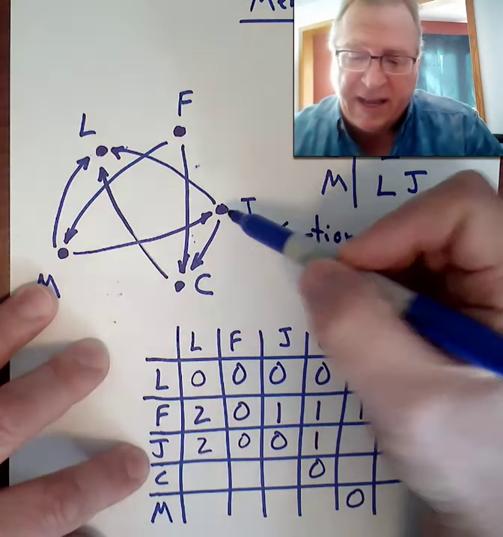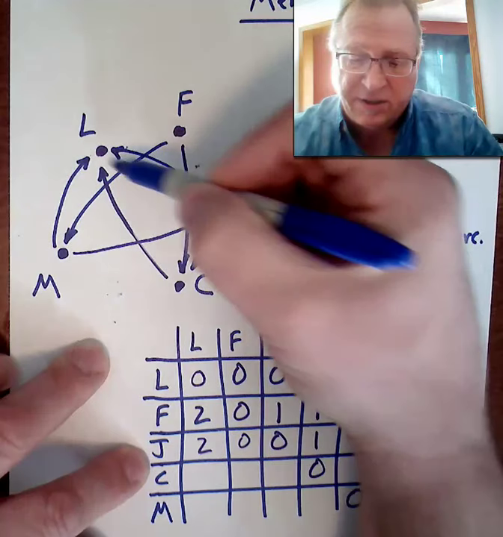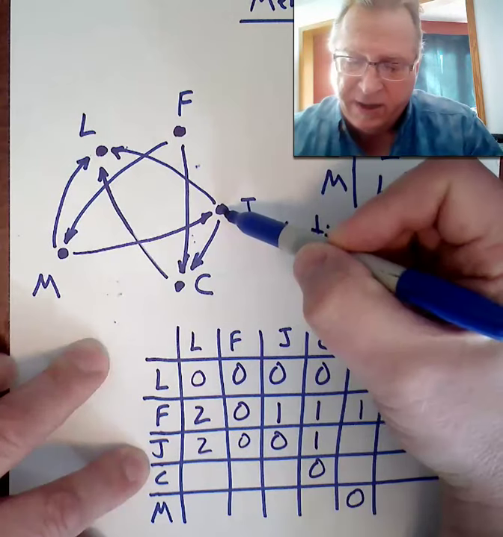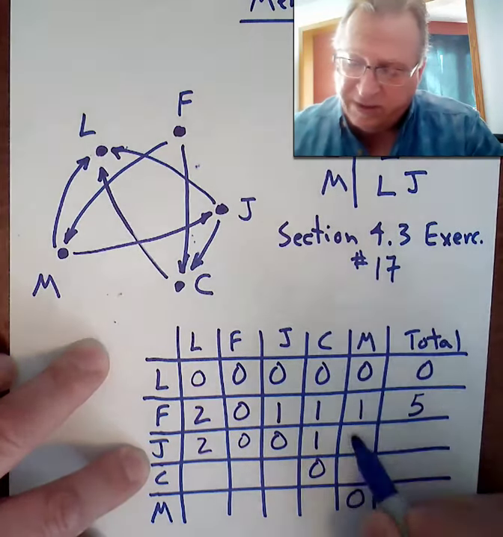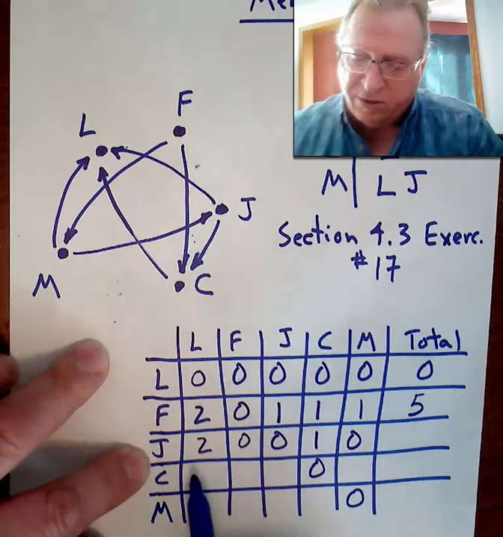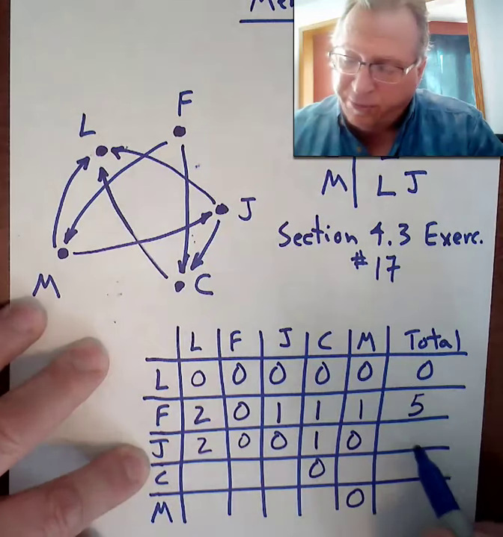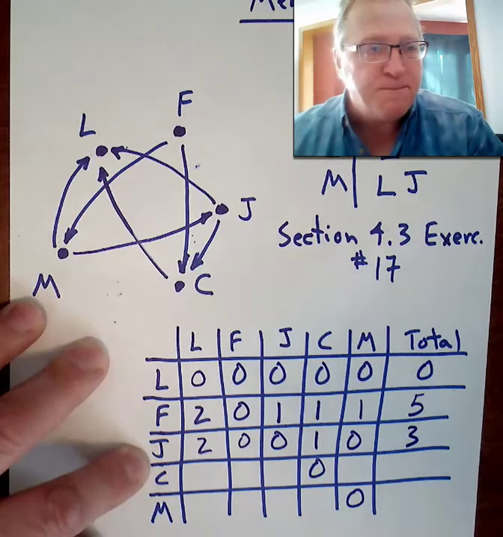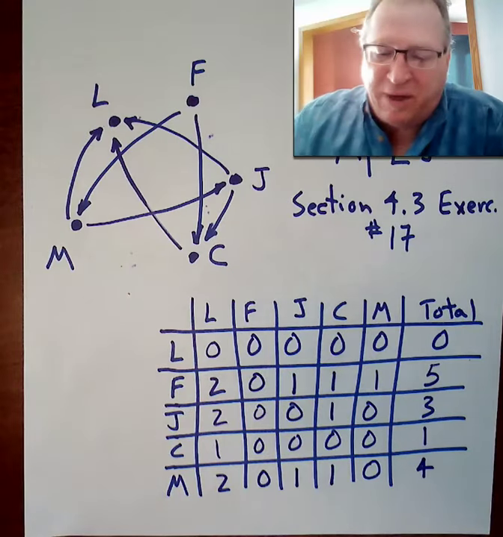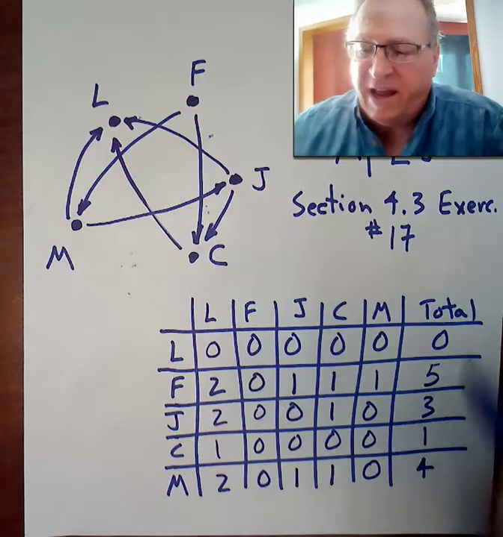And finally, J to M. Let's see, J to M. Is there a path to M? No. Is there a path to M this way? No. We get 0 there. And his total is 1, 2, 3. I've completed my truth table now, and I finally have the answers.